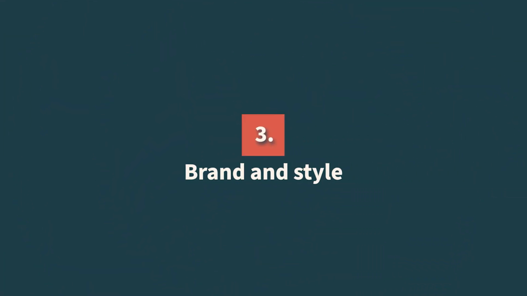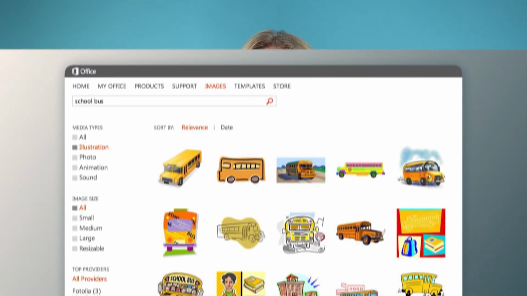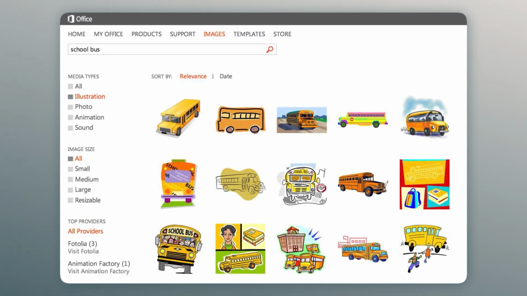3. Brand and style. This one is my favourite. It can sometimes be the funniest one to discover. Remember clip art? Well, as crazy as it sounds, I have still seen these types of images in slide decks over the last few years.